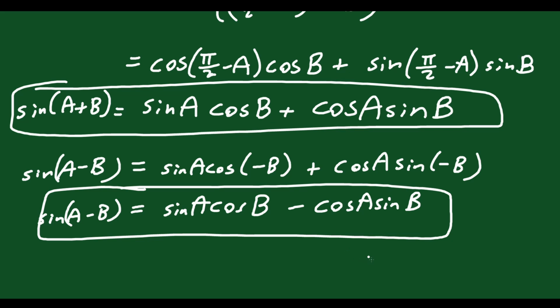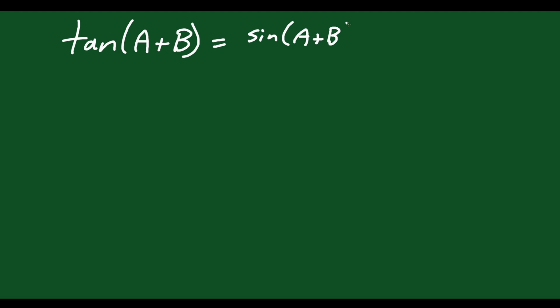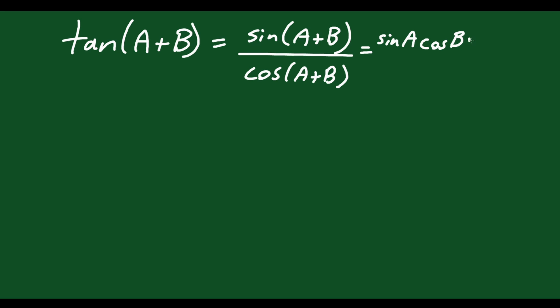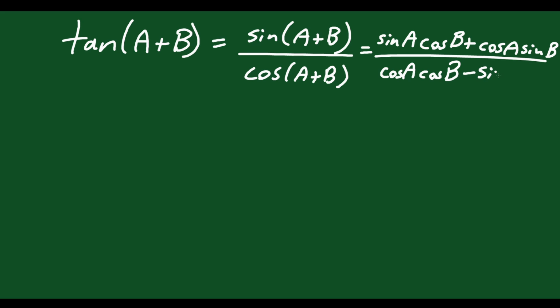Now, what about the tan? Isn't there a tan of A plus B in here? There is. So tan of A plus B is equal to sine of A plus B divided by cos of A plus B. Well, these are defined now, because sine of A plus B is sine A cos B plus cos A sine B. And then cos of A plus B is cos A cos B minus sine A sine B. That's the first one we found.